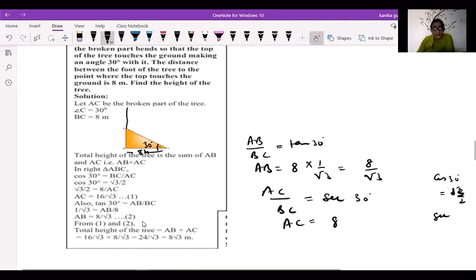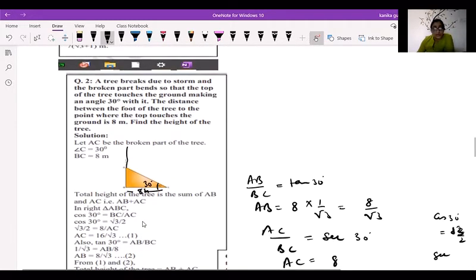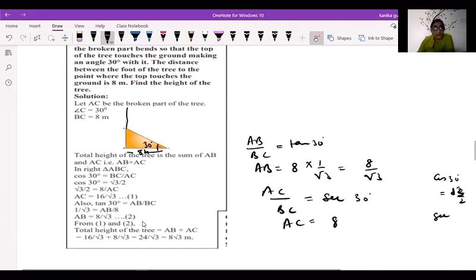Now question number 2. A tree is broken due to a storm and the broken part bends so that the top of the tree touches the ground and makes an angle of 30 degrees with it. The distance between the foot of the tree and the point where the top touches the ground is 8 meters. Find the height of the tree.